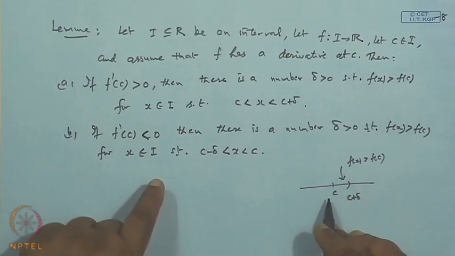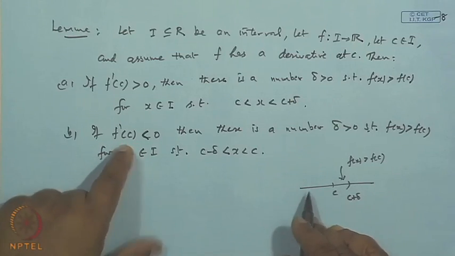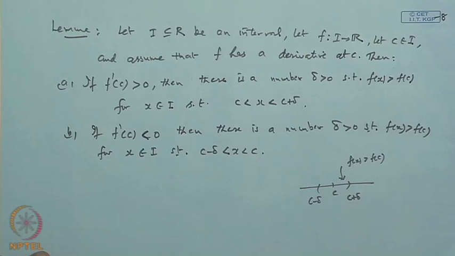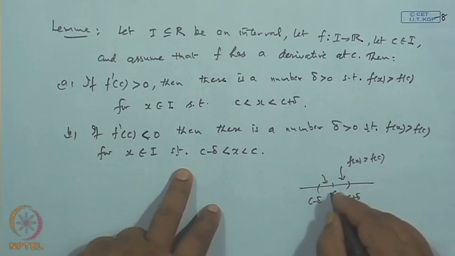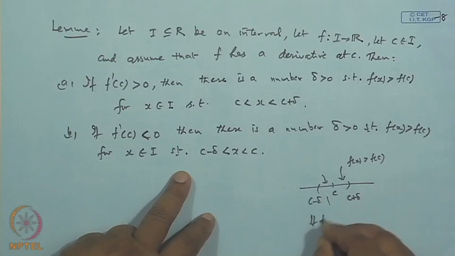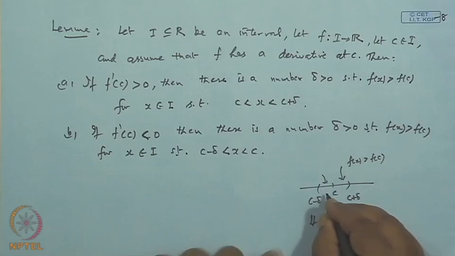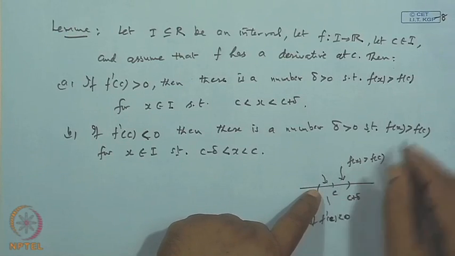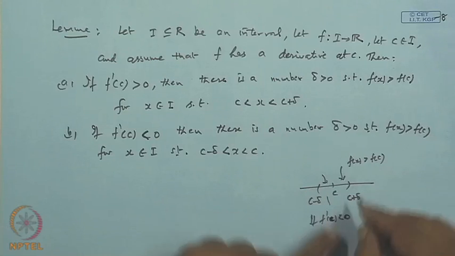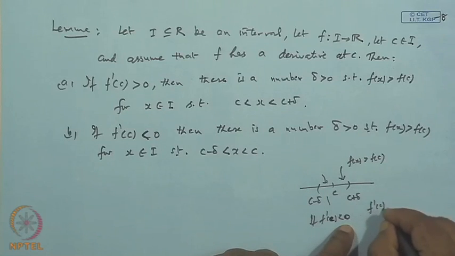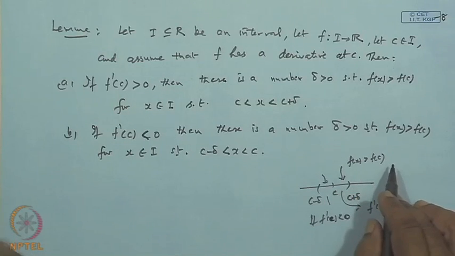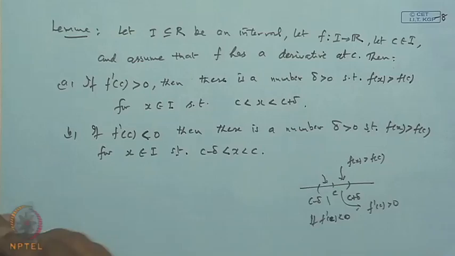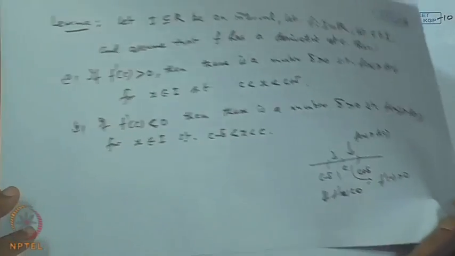And if the derivative is negative at the point c, then we can get a left hand neighborhood where the function exceeds the value f of c. If the derivative comes out to be positive at the point c, then we get the right hand side interval where the functional value exceeds the value at the point c. So, using this lemma we can prove the Darboux result.